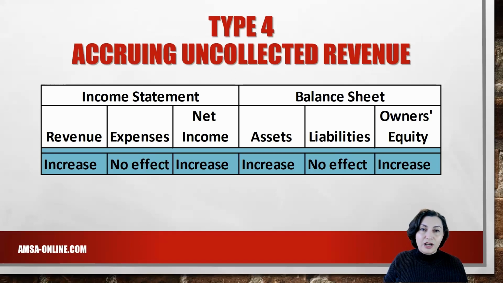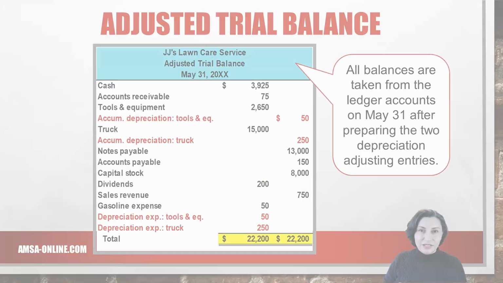Type 4, accruing uncollected revenue. This adjustment requires an increase or credit to revenue and an increase or debit to assets. Revenue, net income, and owner's equity increase. Assets are increased. Expenses and liabilities are not affected by this adjustment.